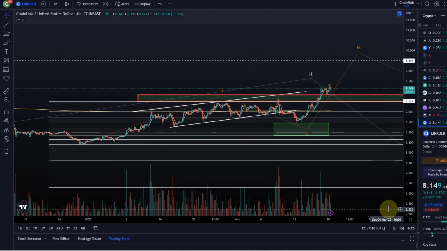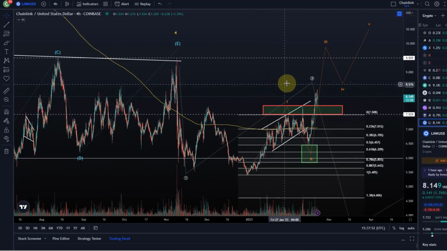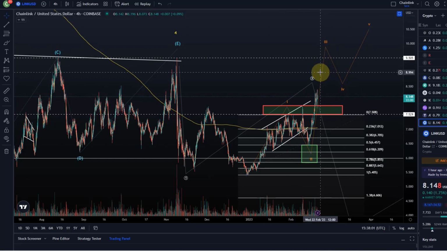Okay, now that's my update about LINK. So next resistance I showed you. The next major structural resistance will be that 950 level. And if the third wave is now working out, then it should take us to around $9.90. Okay, that's my update about Chainlink.